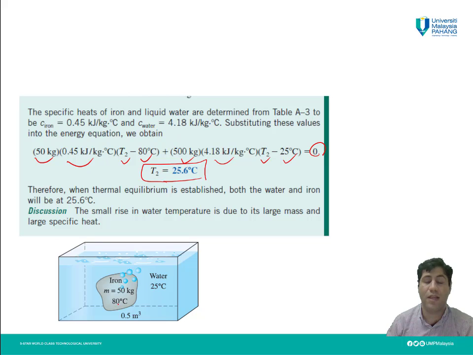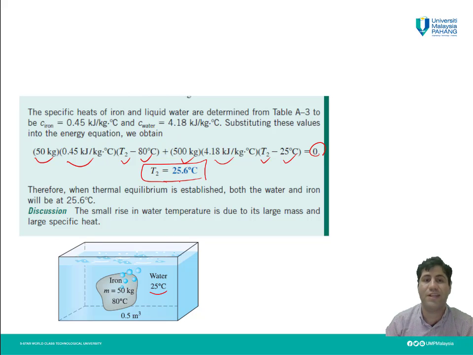So you can see here the final temperature of this system, which contains 500 kilograms of water and 50 kilograms of iron, will be 25.6 degrees Celsius. You can see the temperature of the iron is reduced significantly from 80 degrees Celsius to 25.6 degrees Celsius, and the temperature of water is increased just by a small value, 0.6 degrees Celsius. The initial temperature is 25 degrees Celsius. Its temperature is increased because the equilibrium temperature is for the whole system. So the temperature of iron and water at the equilibrium state will be 25.6 degrees Celsius.